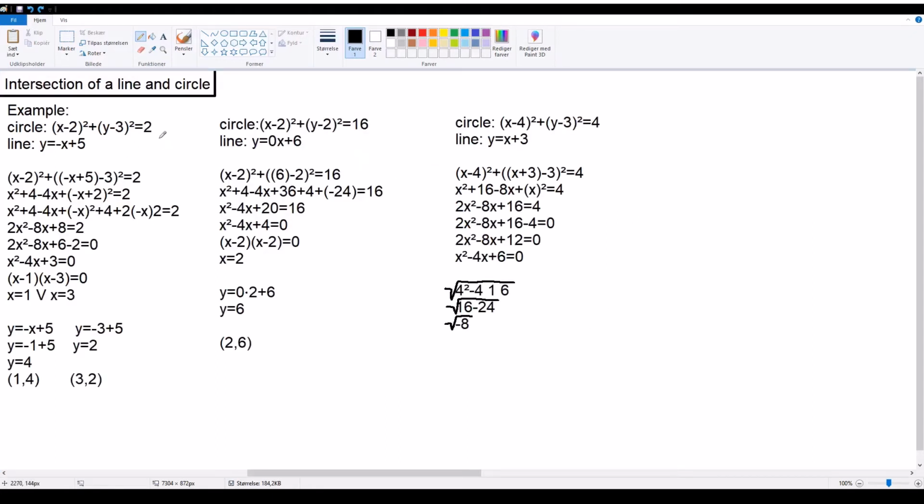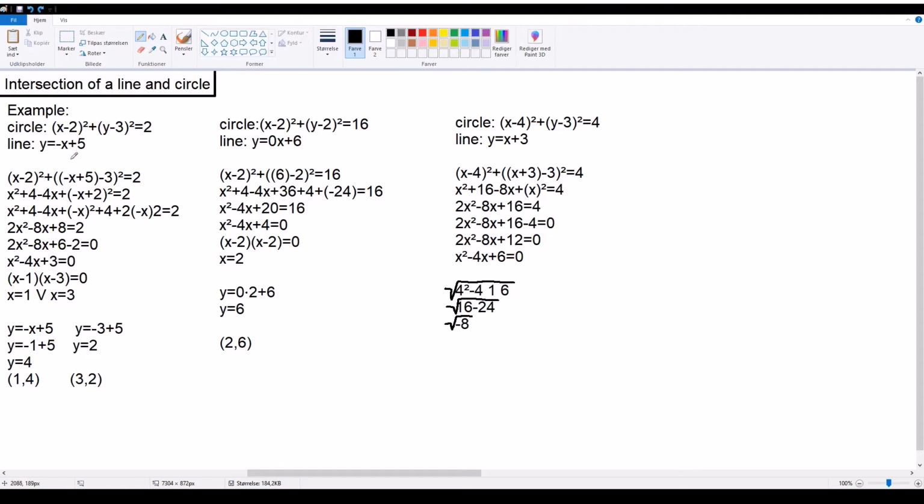Now for the intersection of a line and a circle. The best way to show this is with an example. Here we have a circle with this formula, (x minus 2) squared plus (y minus 3) squared equals 2, and a line y equals -x plus 5. The way you find the intersection of this line and this circle, or any line and circle, is by simply plugging the equation for the line into the equation for the circle.